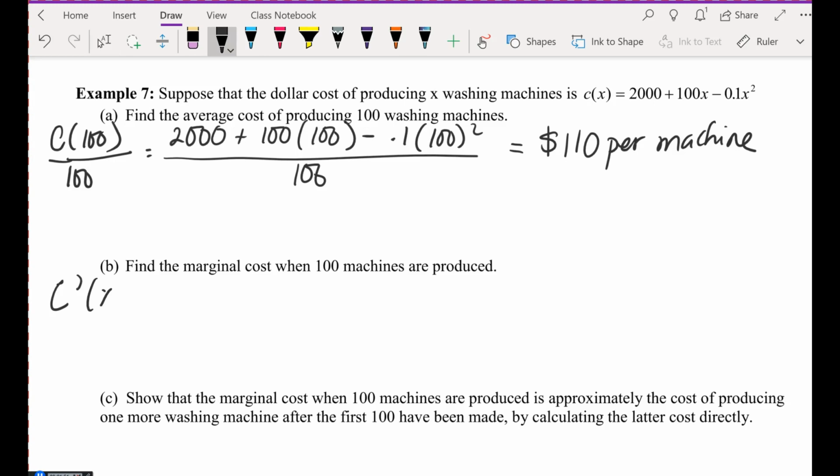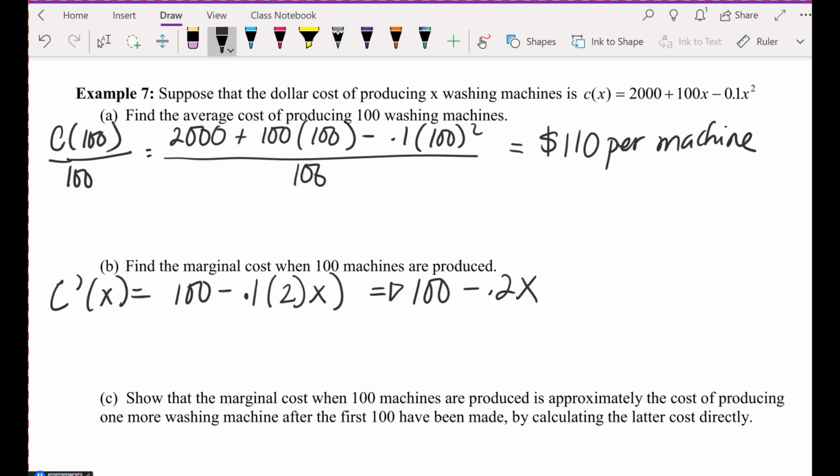So C prime of x is, what's the derivative of 2000? 0. Derivative of 100x. 100 minus what? 0.2x. So I'll write the step down. 0.1 times 2 times x, that's how we get 0.2. So that's really 100 minus 0.2x.